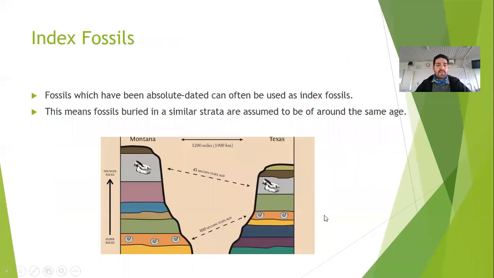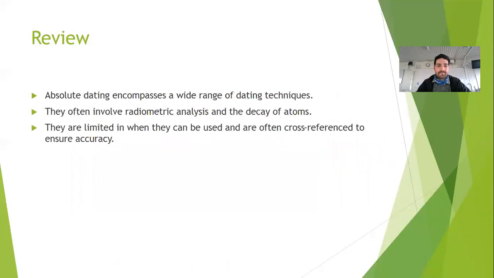Again, if we've got absolute dating, we can then use index fossils of known ages and then be able to use that for relative dating or even more absolute dating as well. So scientists will not only use one process, they're going to combine a couple of different absolute dating techniques to get a more accurate picture.